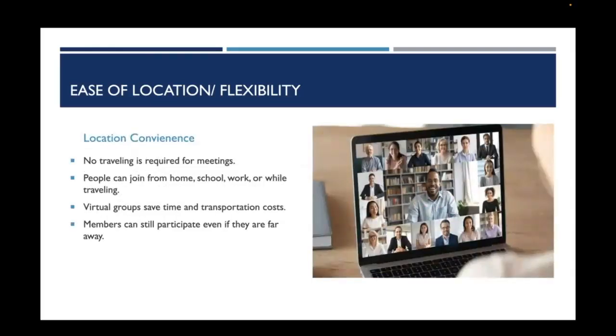Some location convenience: no traveling is required for meetings. People can join from home, school, work, or while traveling. Virtual groups save time and transportation costs. Members can still participate even if they are far away.